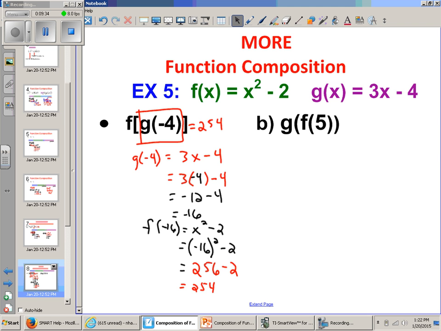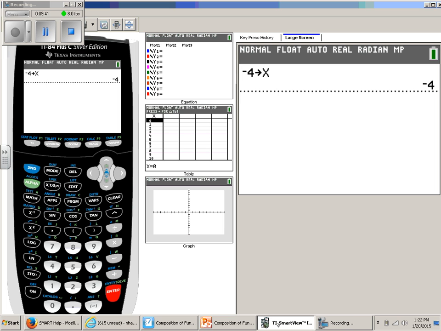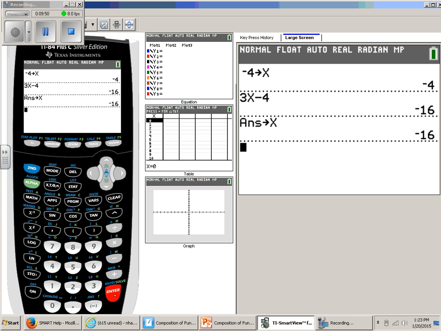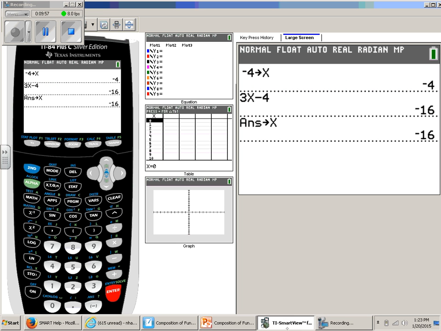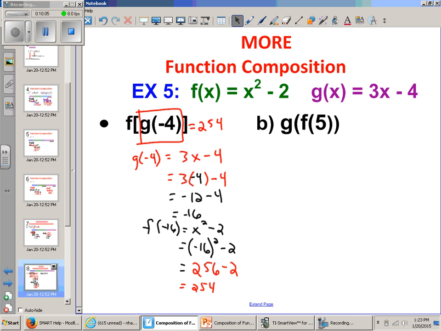So I'm going to put in g first. Remember, we work inside out. So 3x minus 4. I want to store that number for x. Now I'm going to put in the outside, which was x squared minus 2. And I get 254, and that was the answer that we had.